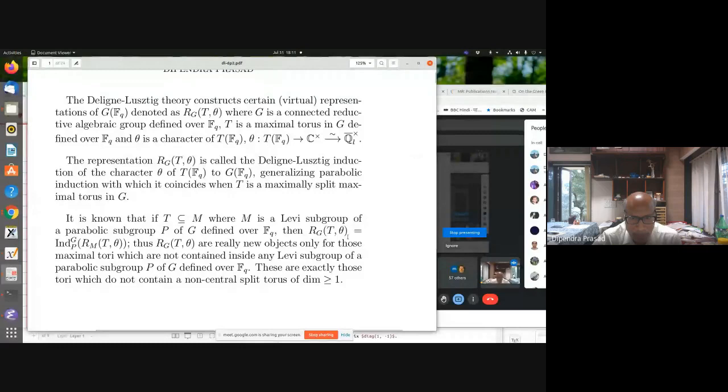I was saying that in some cases, this new induction that we want to define, Deligne-Lusztig induction, becomes parabolic induction even in the cases when the torus is not maximally split, by induction in stages. So R_T^G theta is induction from P to G of R_T^M theta, which is a representation of the Levi subgroup M. And once it's a representation of the Levi subgroup, you are allowed to do parabolic induction. And then R_T^G theta is this parabolic induction. So thus R_T^G theta are really new objects only for those maximal tori which are not contained inside any Levi subgroup of a parabolic P defined over F_q. Because if the maximal torus is contained inside a Levi subgroup, then R_T^G theta is some kind of parabolic induction.